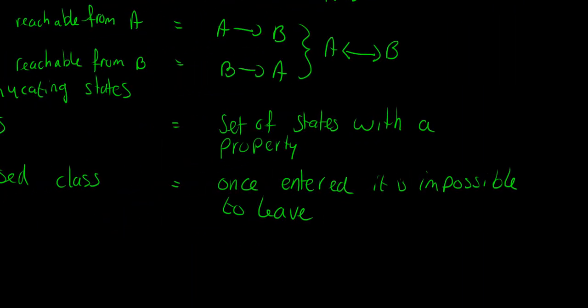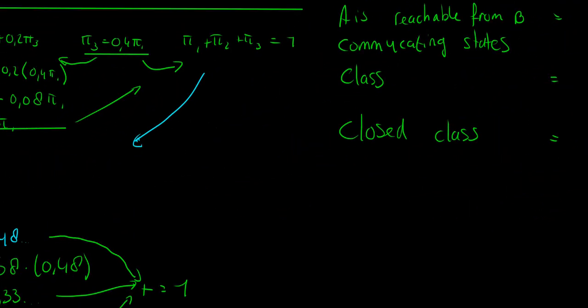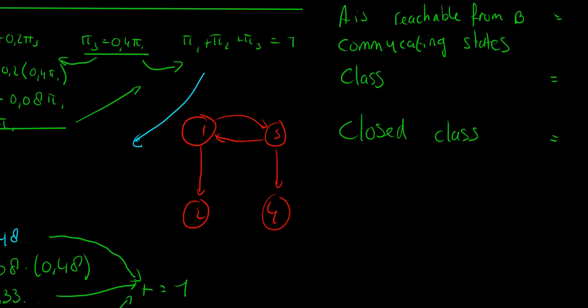For example, let's make a quick example here to the left. If you have a Markov chain, 1, 2, 3, 4, like this, once you enter state 2 or 4, there's no leaving state 2 or 4 because you can't go back to 1 or 3. You stay in state 2 and 4. So that means that state 2 and 4 are your closed class.